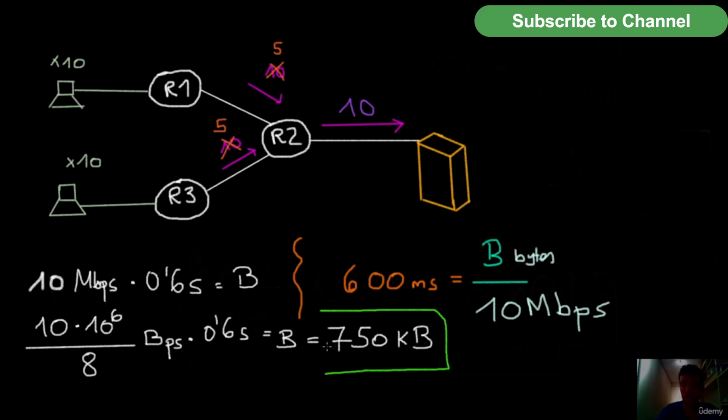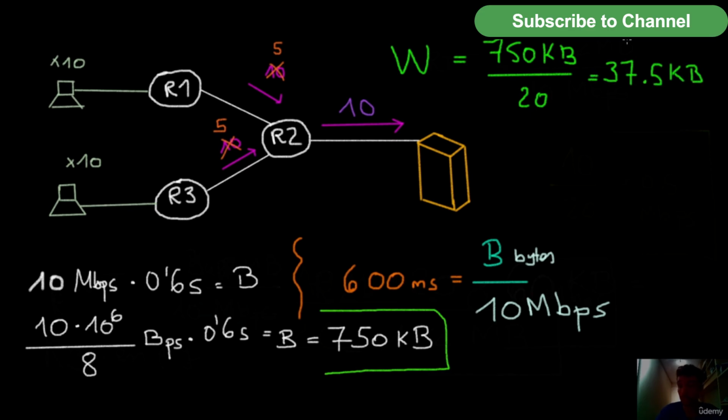Well, we can calculate the average window in two different ways. First, we can calculate the window that each TCP connection will have as R2's buffer averaged across the connections. So we can calculate the window W as the size of the buffer of R2, 750 kilobytes, divided by the number of TCP connections, which is 20. This division gives us 37.5 kilobytes. This is one way to approach this problem, and it is very simple.